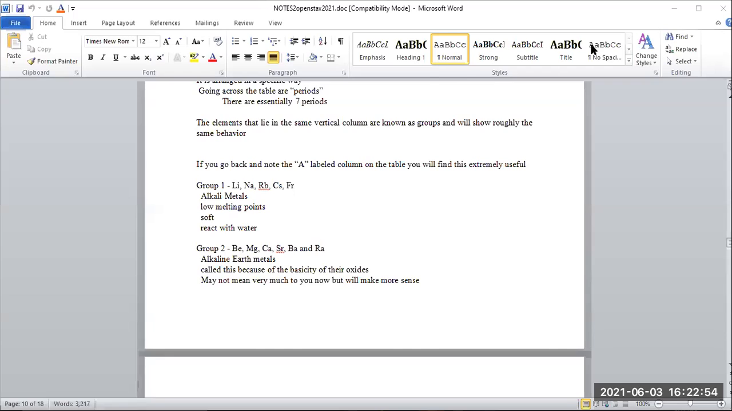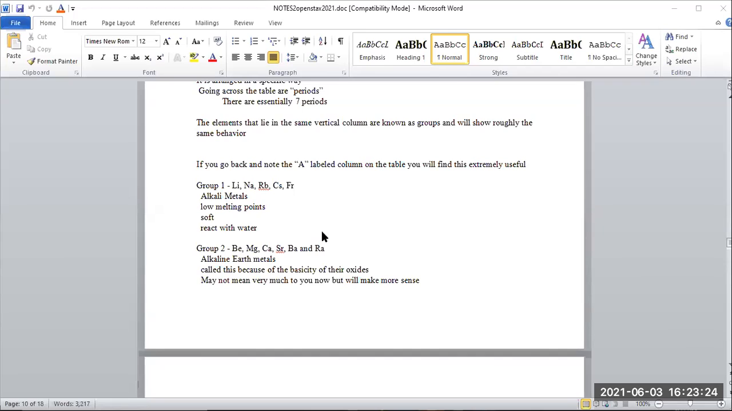All right, so let's talk about the organization a little bit. So we are focusing for the moment on the ones that have the Roman numeral and the letter A. We're going to ignore hydrogen for a moment because hydrogen doesn't follow the rest of the rules of the group 1 elements. We're going to start with lithium and go down the column. So lithium, sodium, rubidium, cesium, and francium.